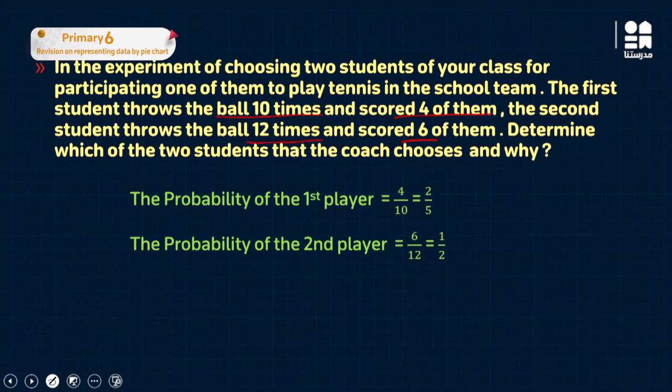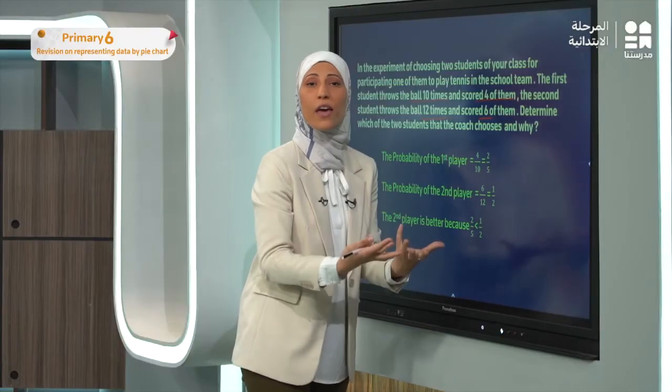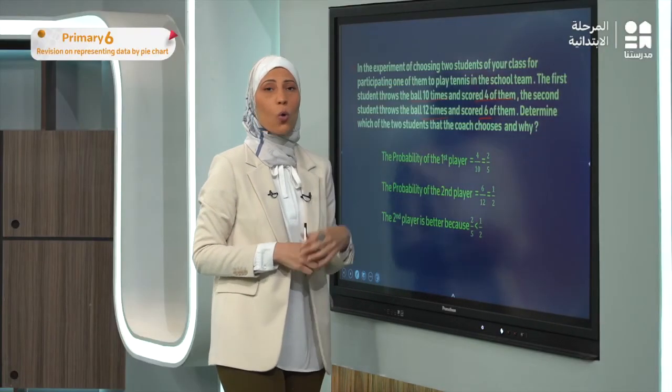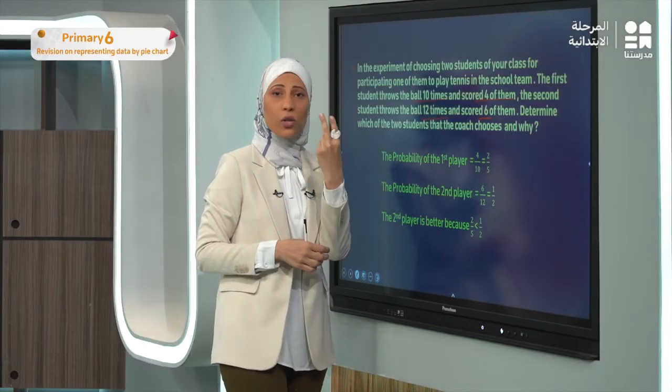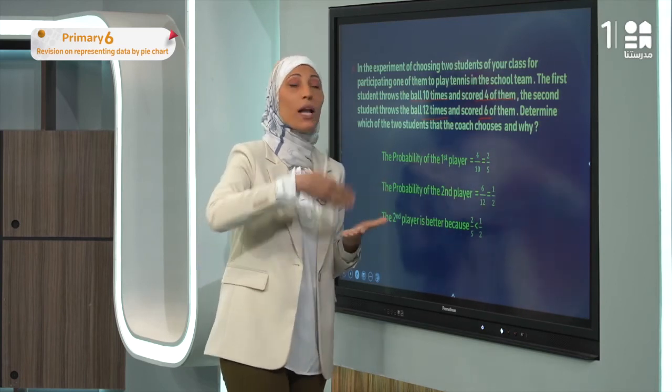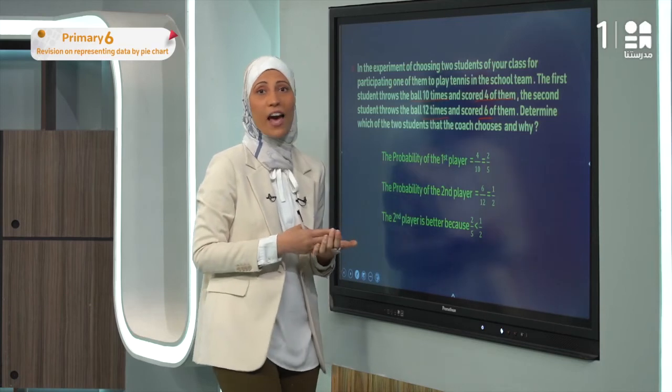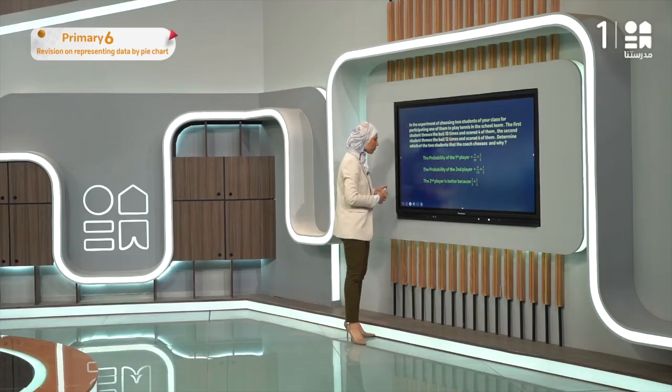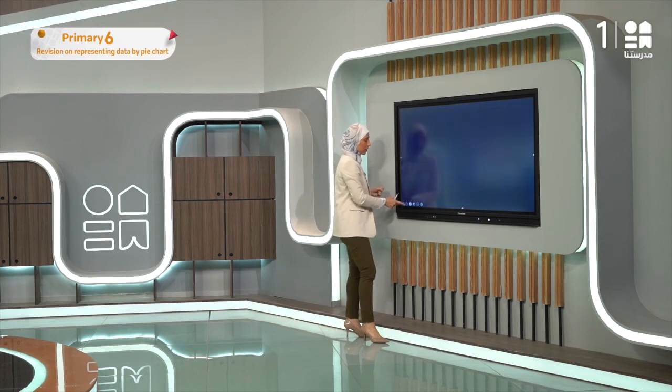Which one of them is the better one, when I have 2 out of 5 or exactly half? Of course the half will be the better. Why? Because I have the half bigger than the 2 out of 5. Did he take 2 times out of 5, or exactly half? Of course the half is bigger than that. So the second player will be better.